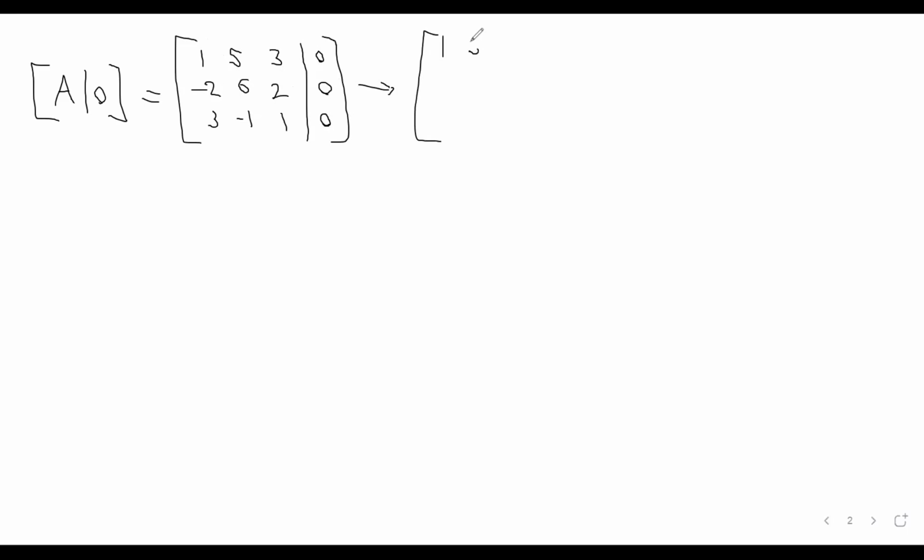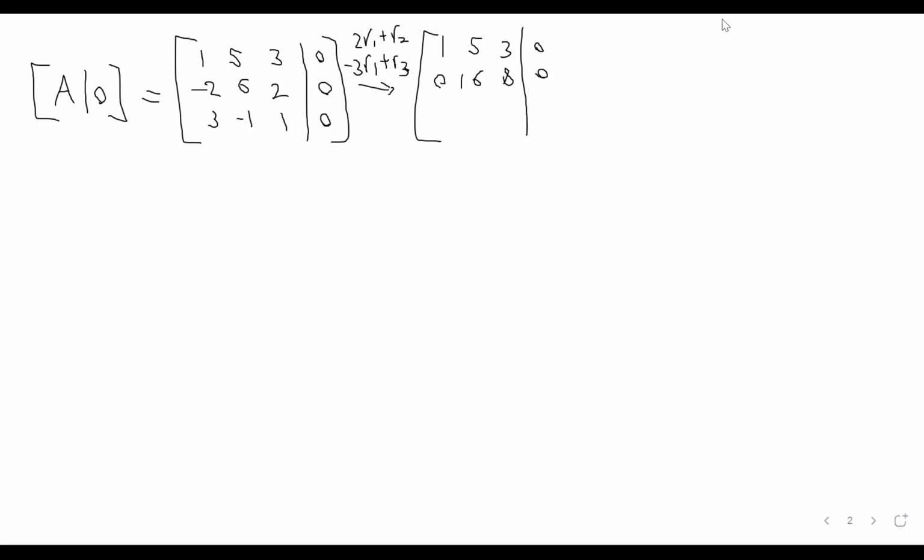On the first row, I keep the same: 1, 5, 3, and then 0. For the second row, I'm going to add 2 times the first row to the second row. So 2r1 plus r2 means I'm taking 2 times the first row and adding it to the second one. I get a 0 here, a 16 here, and an 8 here, and this stays a 0. And then I also want to take -3 times the first row and add it to the third row. What that'll do is get rid of the 3 there.